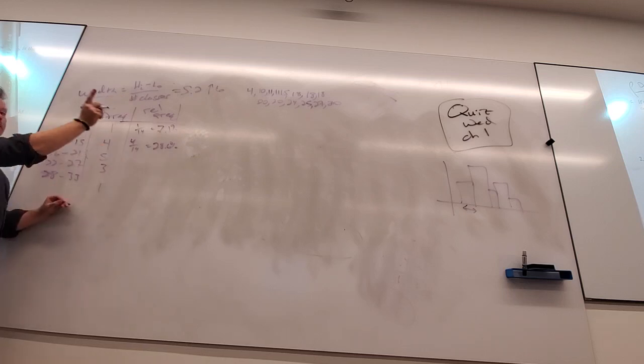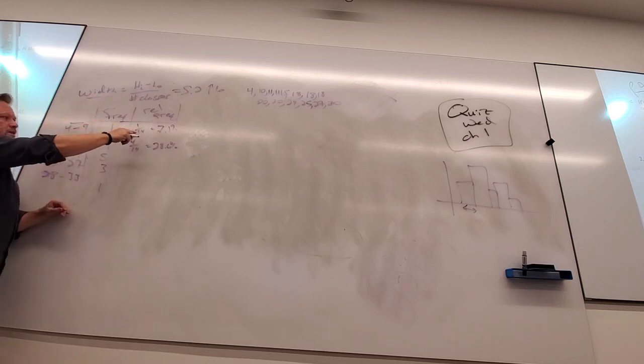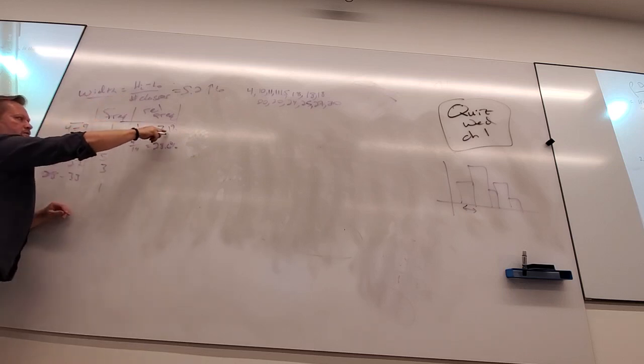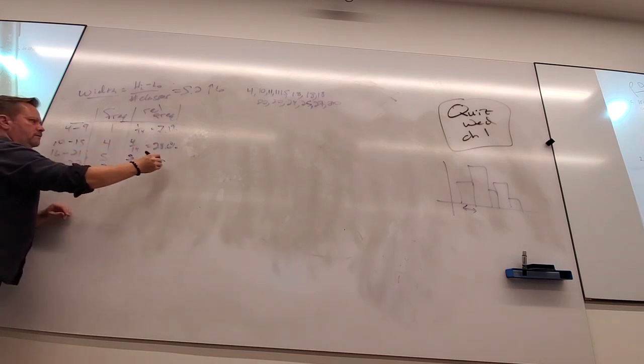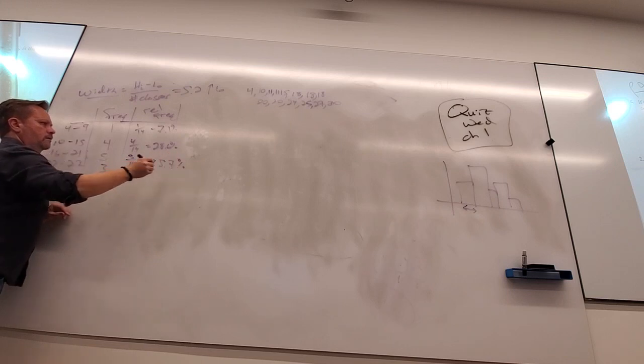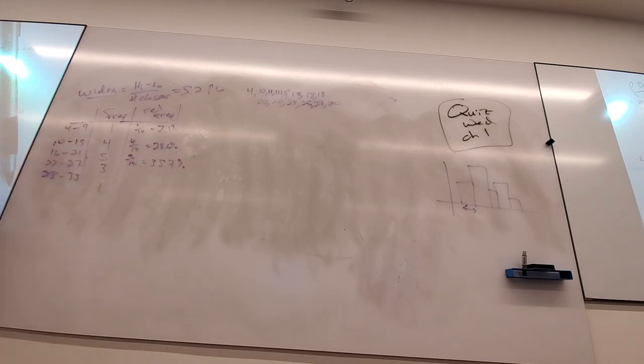5 divided by 14. You want to see something really cool? 1 divided by 14 plus 4 divided by 14 is 5 divided by 14. So just add these two, you get 35.7. Is that about right? 5 divided by 14? Is that good? Okay.